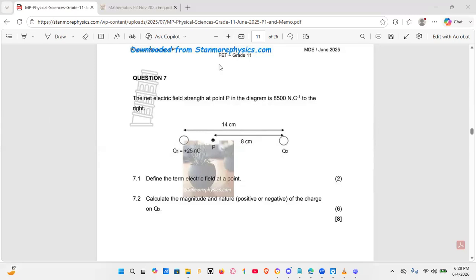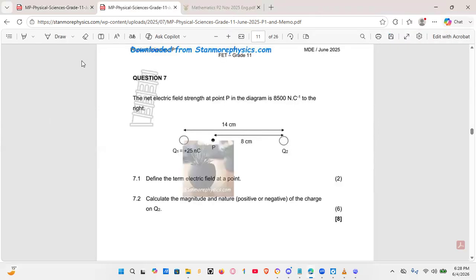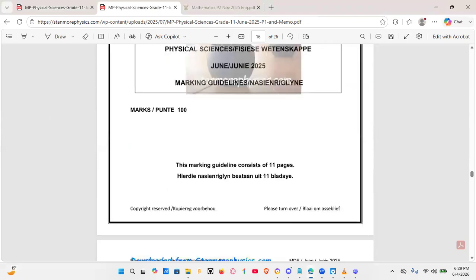Let's just quickly check the memo. Just trying to cover at least 3 question papers, because I feel like that's good practice, just to get your mind ready. So we'll start with question 6.